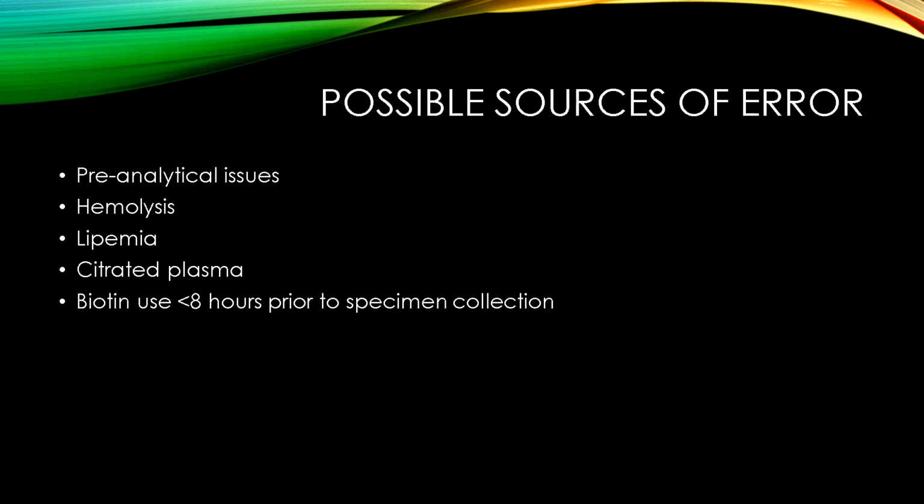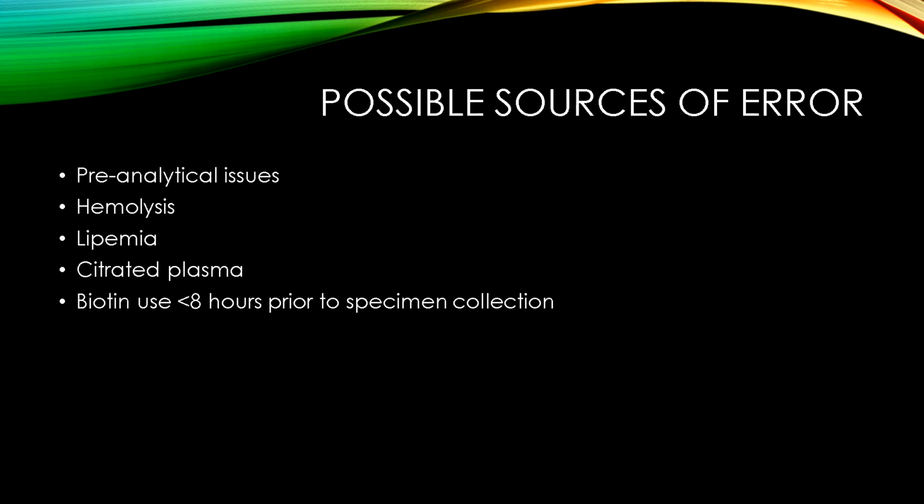Now we're going to talk about a few of the possible sources of error that would invalidate your results. First is pre-analytical issues. This could include incorrect patient name, incorrect spelling of the patient's name, incorrect birth date, incorrect physician's name. The list just goes on and on. If the sample is hemolyzed, it would have to be rejected and a new sample requested. If the sample is lipemic, some facilities will accept it, some facilities will reject it. Depends on their methodology.